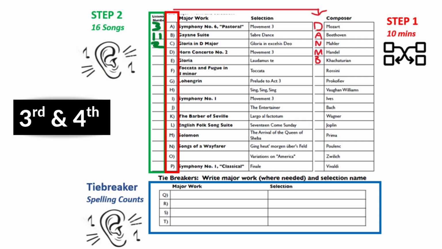The combined 3rd and 4th grade division has 2 steps and a tiebreaker. Step 1 is a 10-minute matching activity. To the left of the major work column, highlighted in red, you'll see a letter next to each piece. Students match each letter to the correct composer by writing it next to the composer's name.